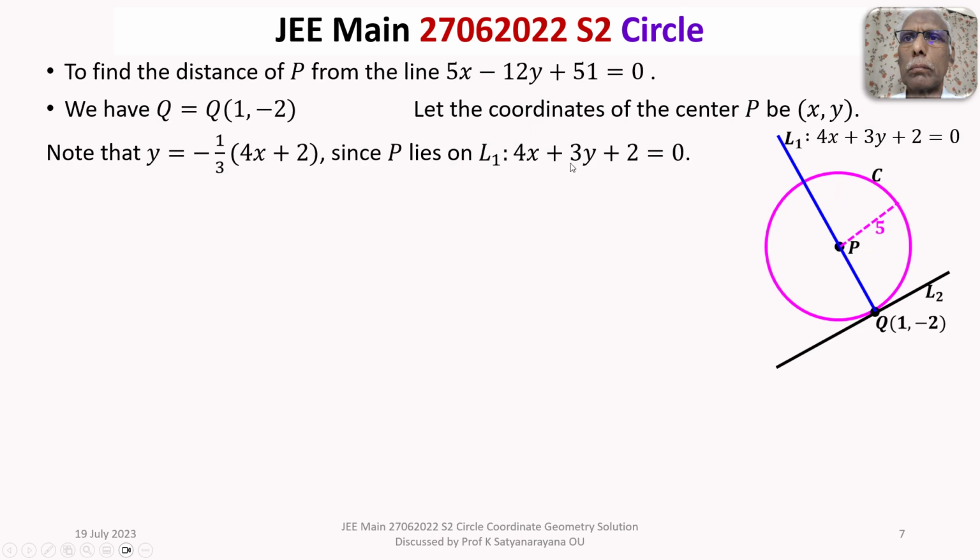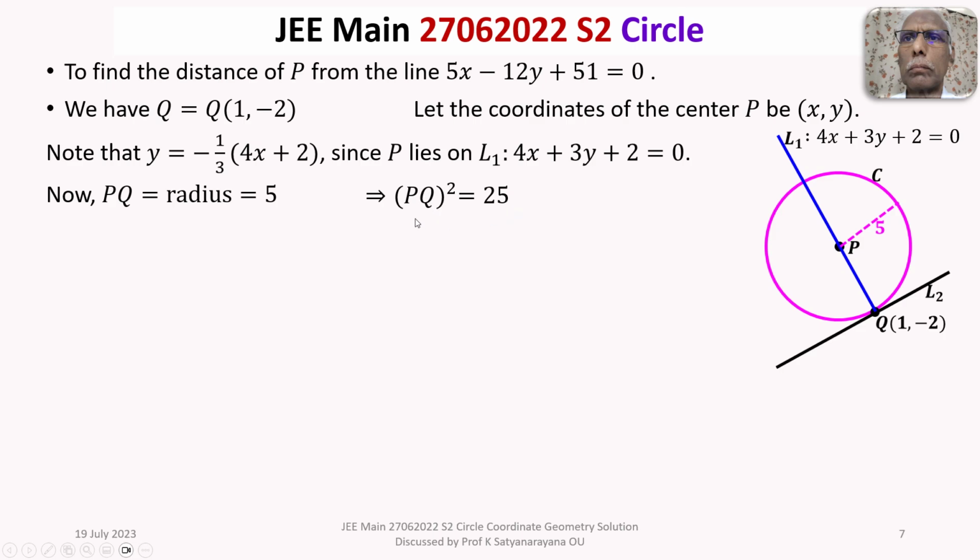Therefore, the y coordinate must be this one. Agreed. Now, take this PQ length. PQ is what? The radius, that is 5. So now, PQ is equal to the radius, which is equal to 5. Squaring on both sides, PQ square is equal to 25.